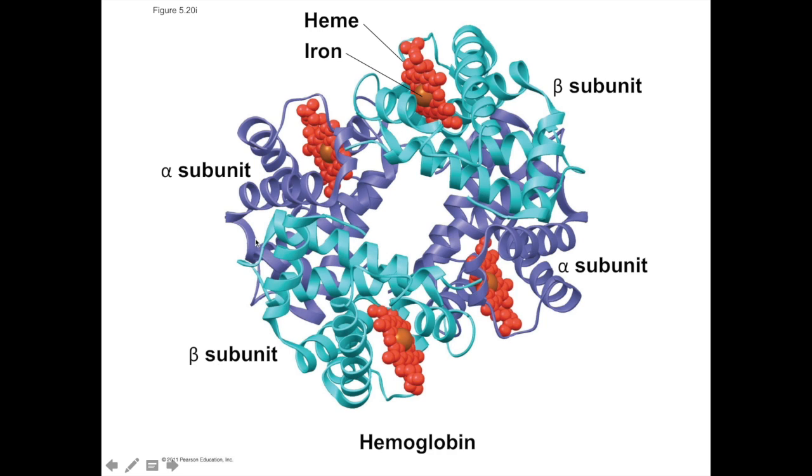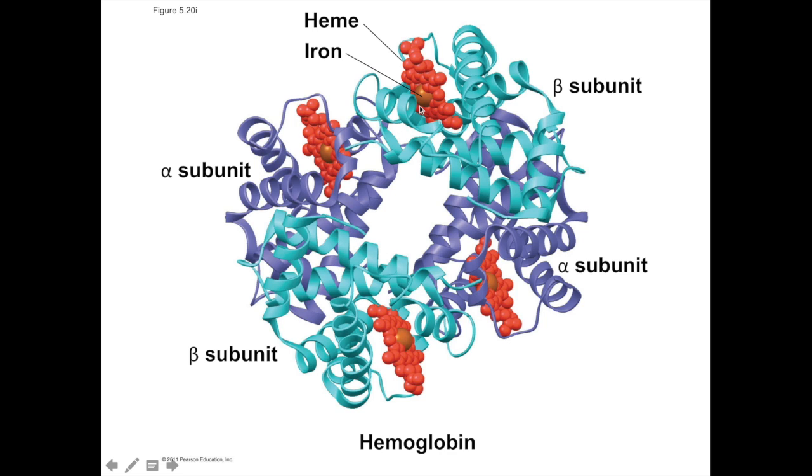And then proteins can also have other bits attached to them that aren't made up of protein. But the heme group that you can see here at the top, that is not made out of protein, but it's like a protein, what we call a cofactor. And that heme group holds an iron atom in the center of it.